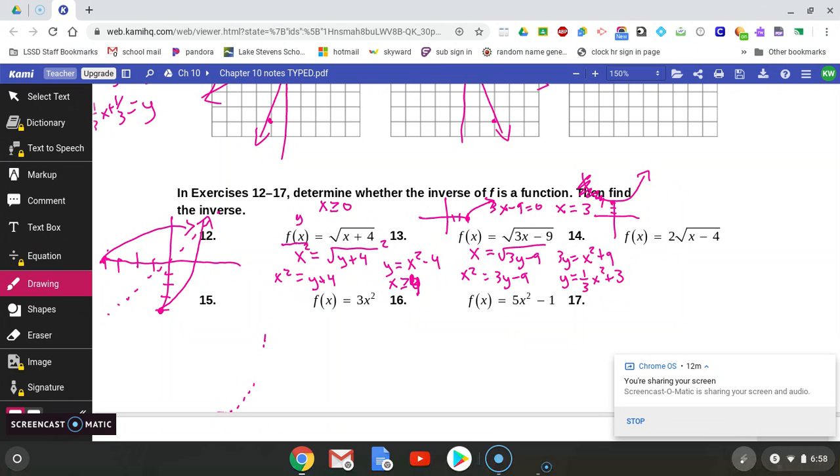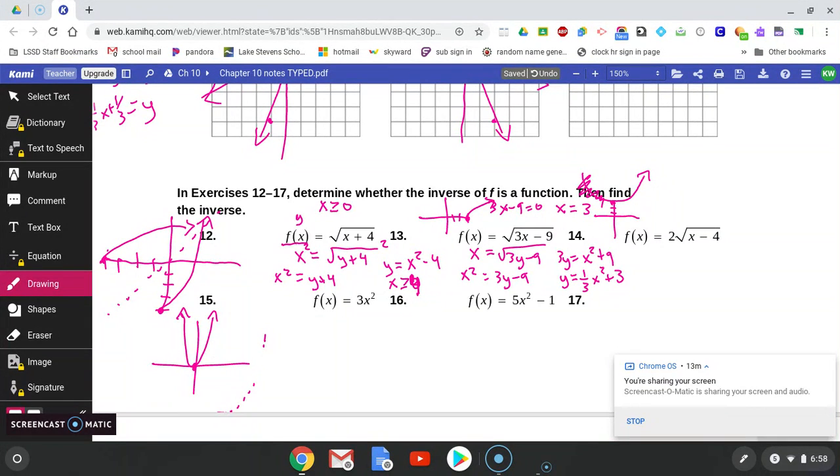Let's do one more. Let's do number 15. So if I think about what the original graph looks like, it's got a vertex at 0. It's going to be going up 3 times as fast, so it's going to be nice and skinny. The inverse of that would be, does this pass the horizontal line test? As I draw my horizontal lines across, does it work? Well, as it's written right here, no, it doesn't.